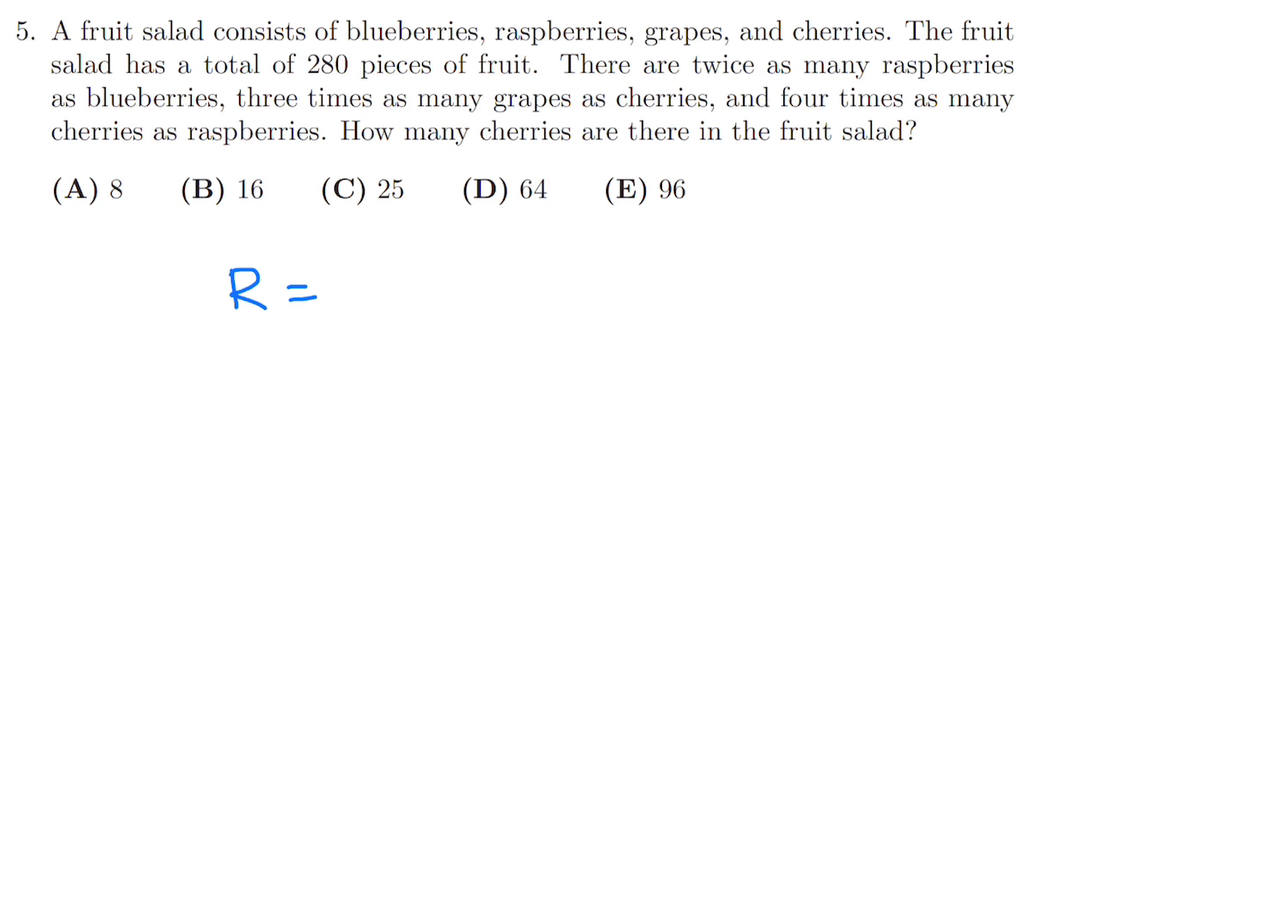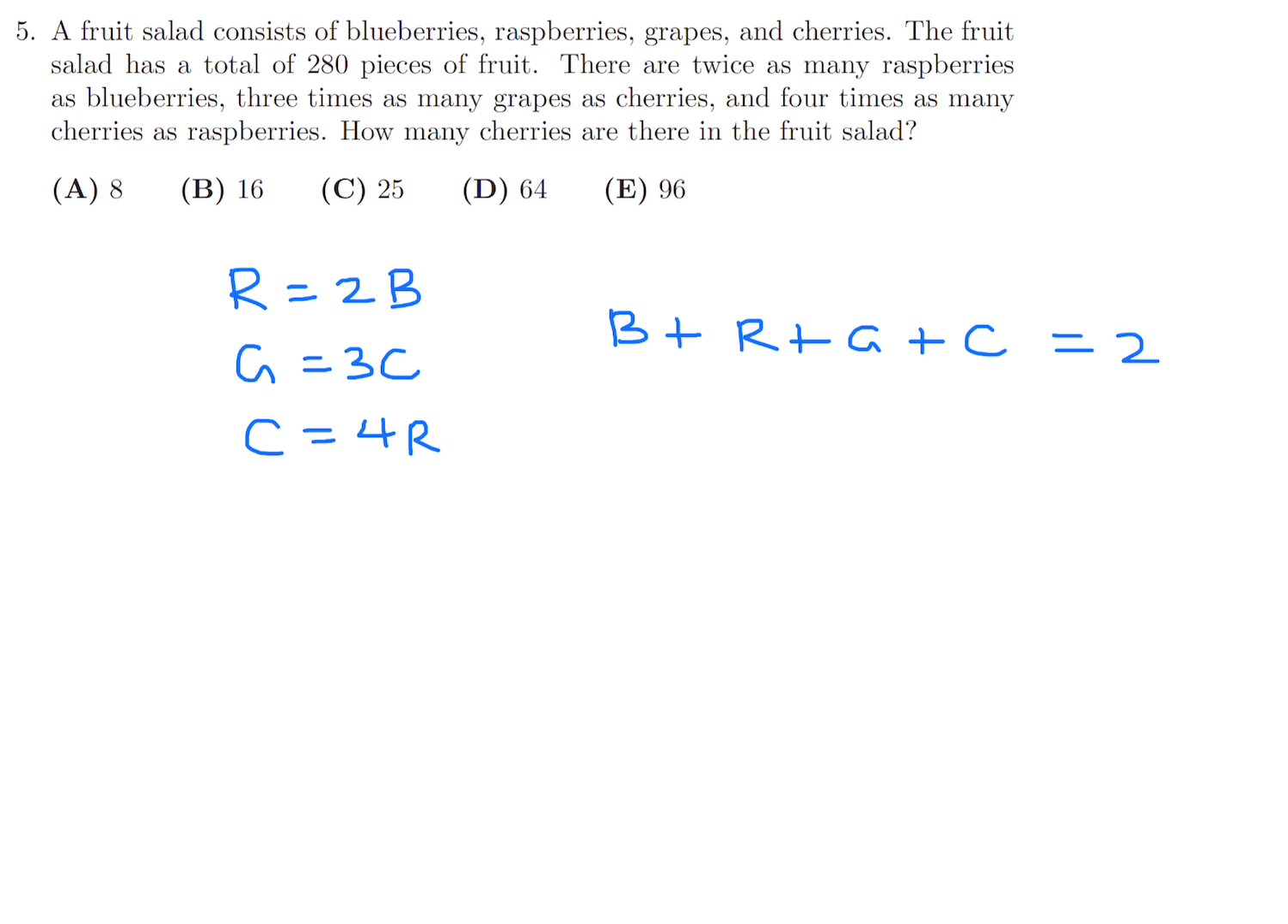R is equal to 2B, raspberries and blueberries. And then G is equal to 3C, grapes and cherries. And then C is equal to 4R, cherries and raspberries. And we also know that the total number is 280. So B plus R plus G plus C, for blueberries, raspberries, grapes, and cherries, is 280.